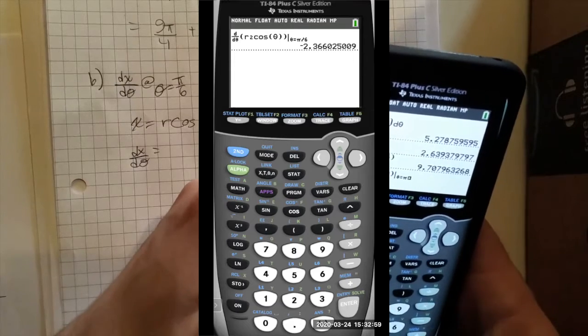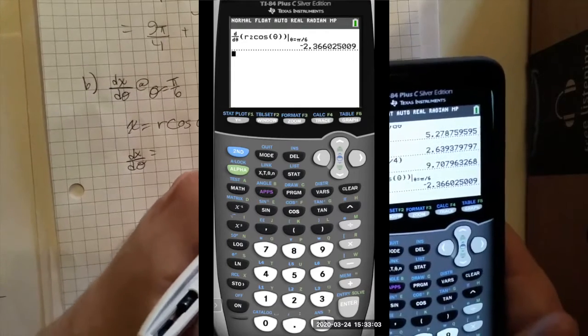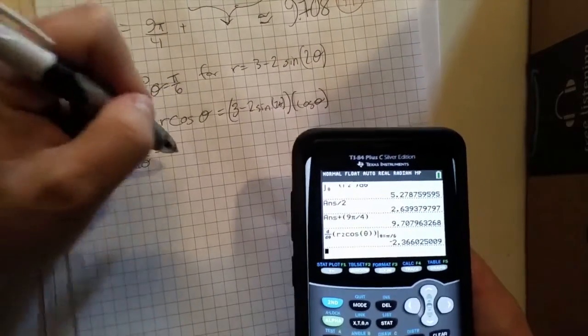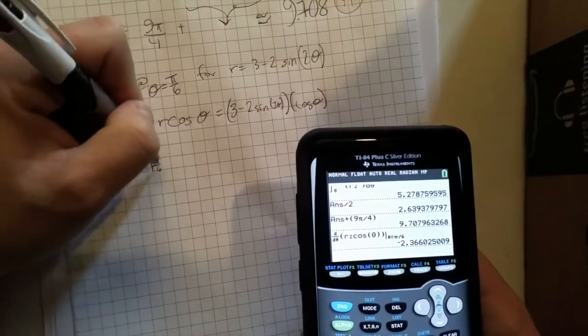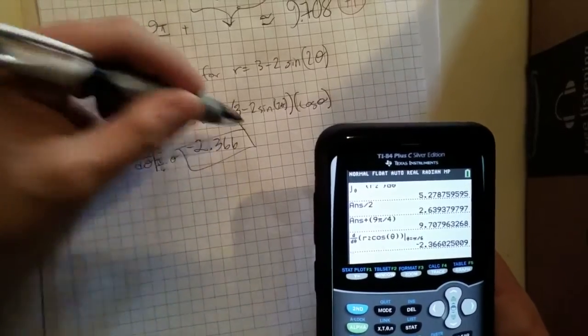And pi over 6. Cool. So I just know that I have this expression at pi over 6 equals theta. We get negative 2.366 as our answer.